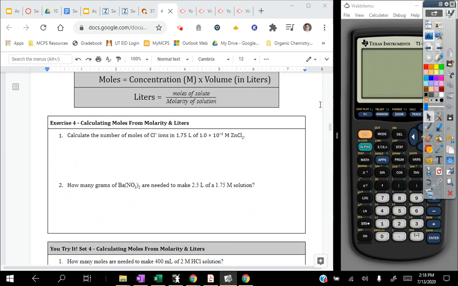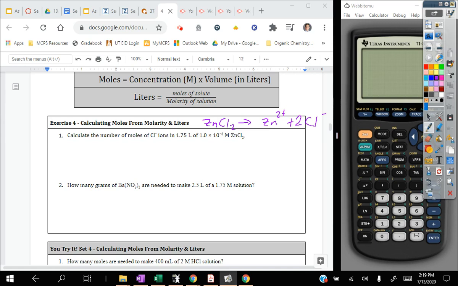Calculate the number of moles of Cl- ions in a 1.75 liter solution of 1.0 times 10 to the negative third molar zinc chloride. Okay, so I know that I need moles of Cl- ions. If I need moles of a particular amount of ions, I need to know how this thing dissociates. So ZnCl2 will split up into Zn2+ plus 2 moles of Cl-. That will be useful after I find moles of my zinc chloride.